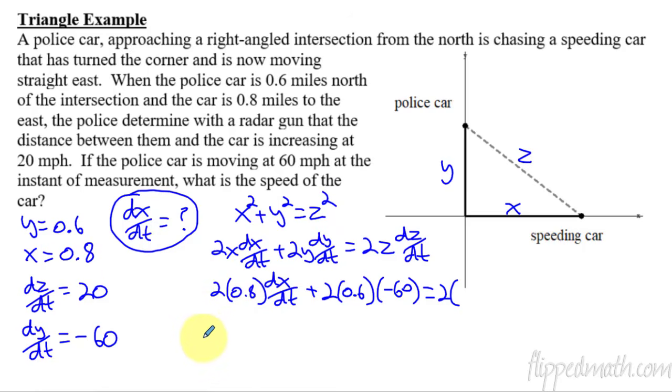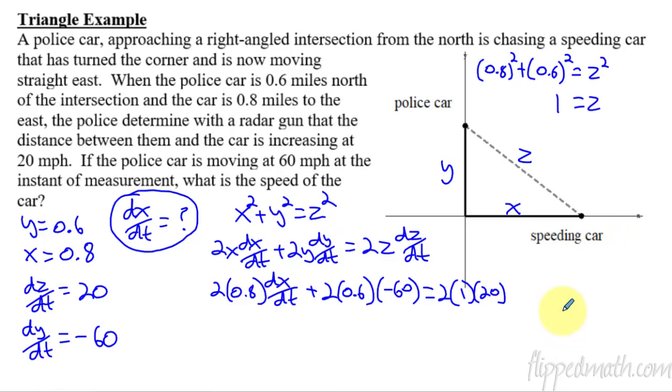Again, this is a situation where we don't have all of the information, so we're going to have to go back a step and figure out z. Well, you can use this x squared plus y squared equals z squared by just saying 0.8 squared plus 0.6 squared will equal z squared. And when you solve this all out, it's going to give you 1. It's okay to use your calculator on this. So z is going to equal 1, so now I know z is 1. And then dz/dt, do we know that? Yeah, that's the distance with the radar gun that they checked. So that was 20 miles per hour.